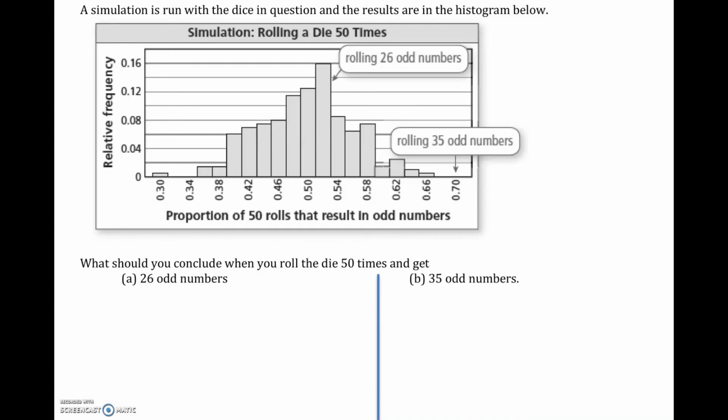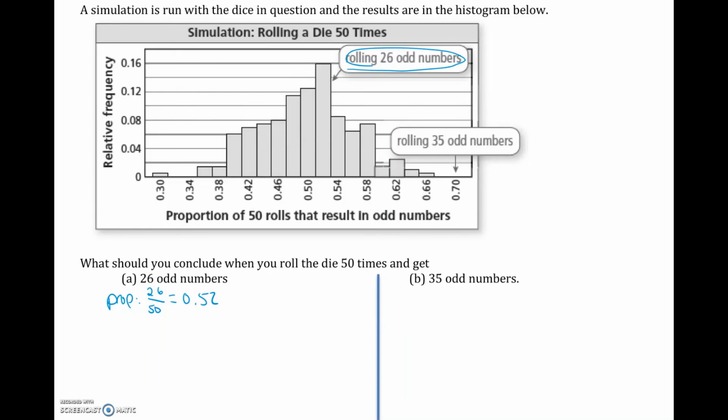Okay, so what are we doing in terms of calculations to help us use this histogram to give us a conclusion about whether the hypothesis is most likely true or false? First, 26 odd numbers out of 50 is about what proportion? Our proportion is basically 26 out of 50. So 26 divided by 50 is equal to 0.52. And we want to find that right here, already marked on our histogram for us. So 0.52 is right about here.